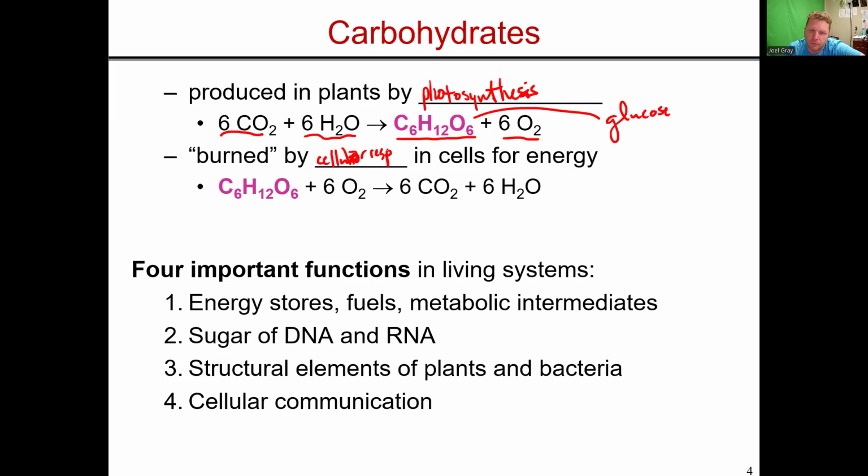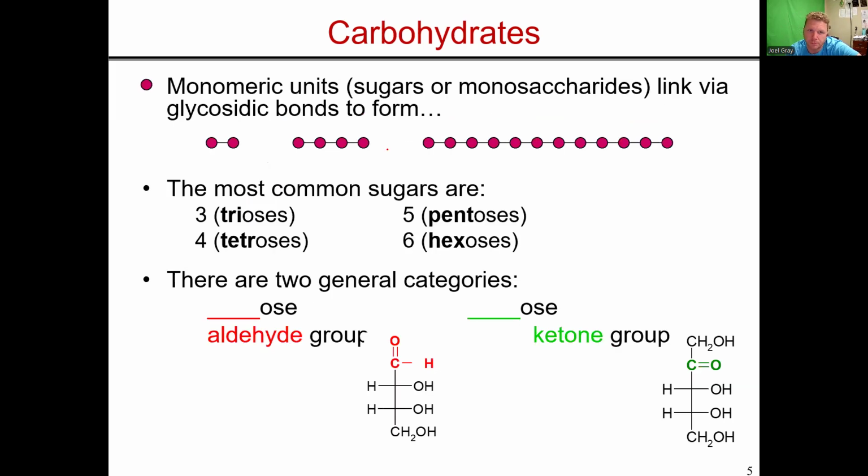Now, 4 important functions of sugars in living systems. They are energy stores, they are metabolic intermediates, a sugar of DNA and RNA. Ribose is that sugar. It's either ribose or deoxyribose. They are structural elements of plants and bacteria, and sugars are involved in cellular communication. Now, monomeric units, sugars or monosaccharides, are linked through bonds known as glycosidic bonds or glycosidic linkages. I'll use that term glycosidic linkage. I don't know why, but whenever I say glycosidic, linkage is the term that follows, even though linkage is interchangeable for bonds.